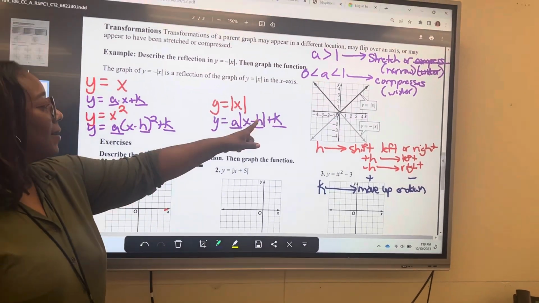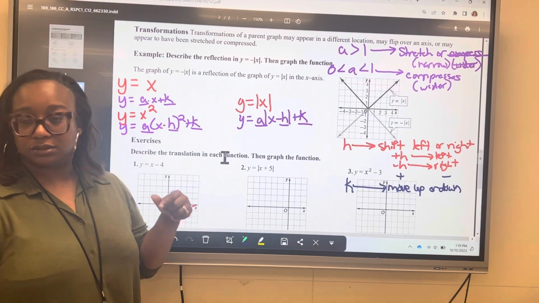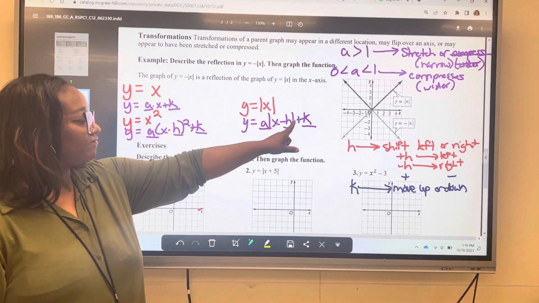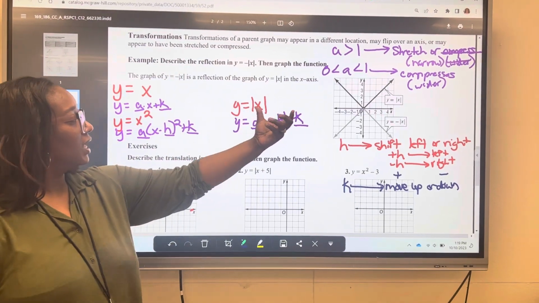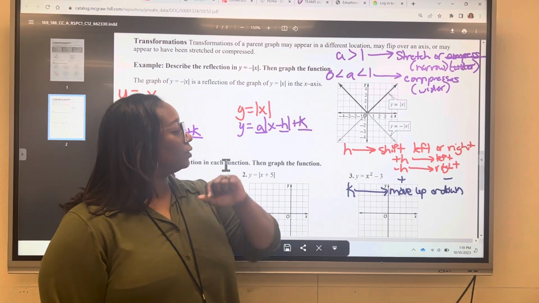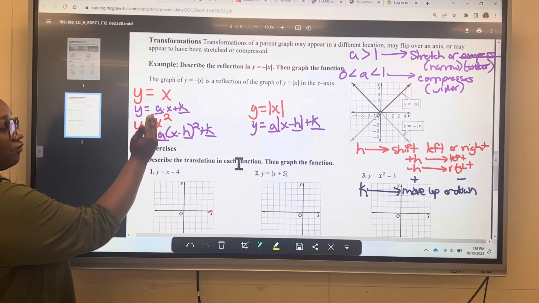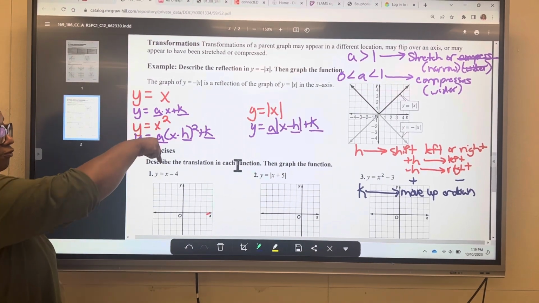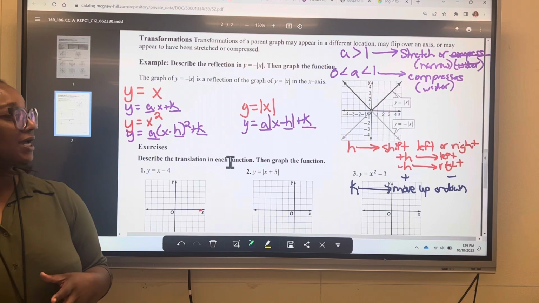So if this is a minus 5 for K, it's going to shift the graph down 5 units. If this is a plus 4, it's going to shift the graph up. It's going to take this V and move it up 4 units. The vertex is going to be at positive 4. Same thing with this parabola. That line is going to move up 4 units or down 4 units or whatever that number is. So that many units, K units.